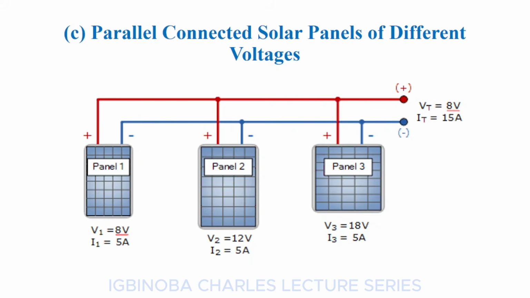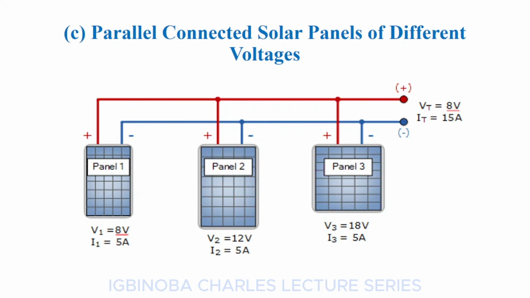Case number 3, parallel connected solar panels of different voltages. So we can see here that the first panel is rated 8 volts 5 amps, the second panel is rated 12 volts 5 amps, and the third panel is rated 18 volts 5 amps.